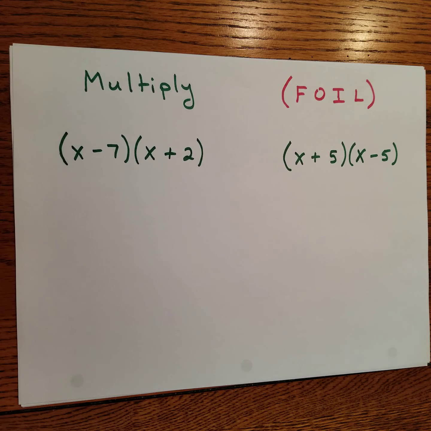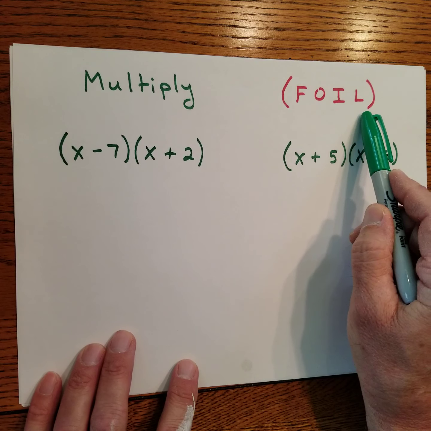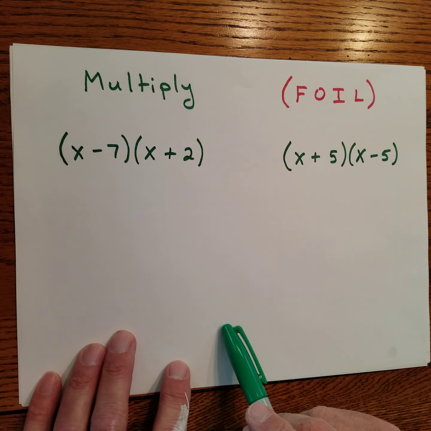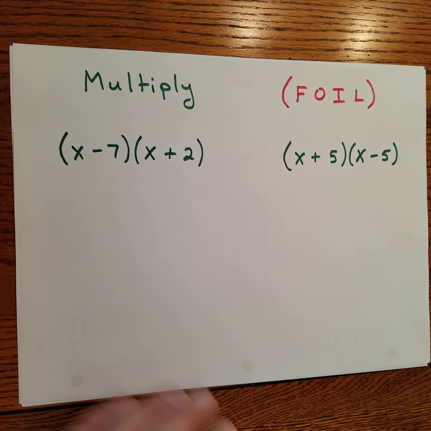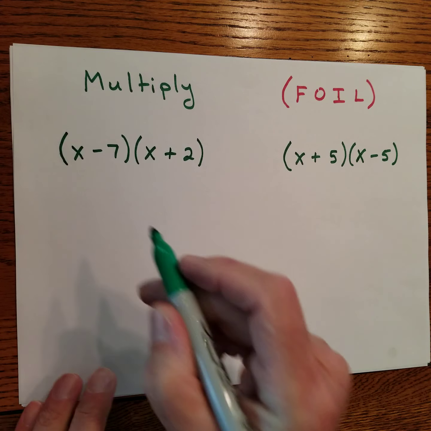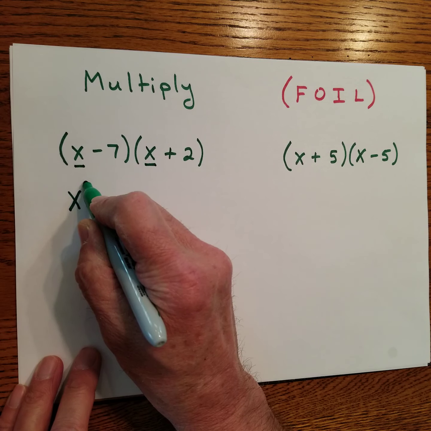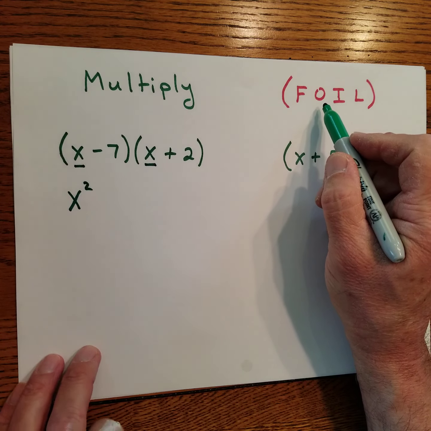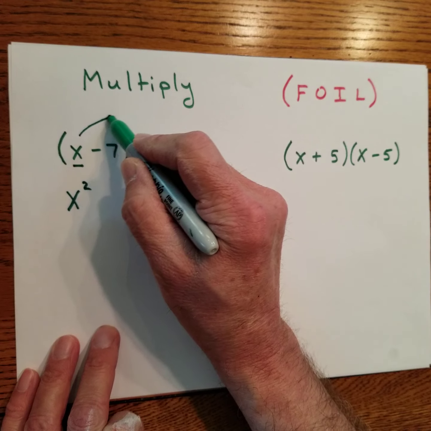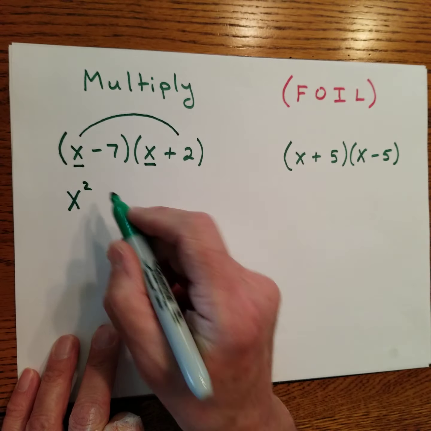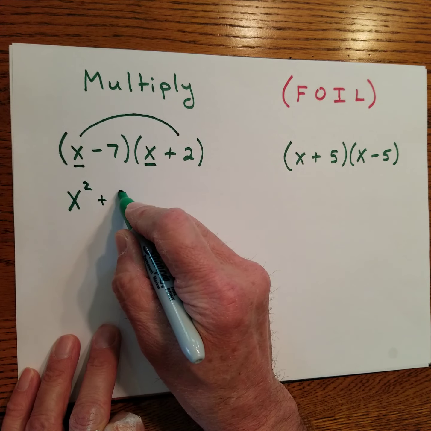Let's start with multiplying binomials, also known as FOIL problems. When we multiply, we first multiply the firsts together. That's x times x. Then we multiply the outers. X times 2 looks like this.